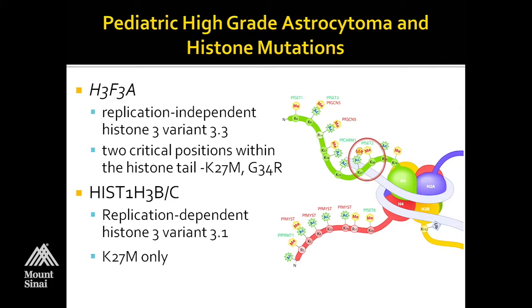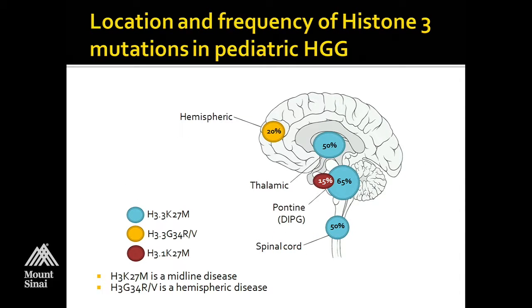Now, not reported in the initial paper, but subsequently reported by Susie Baker's group, was a second histone gene. This is the Hist1 H3B or C, and this, in fact, encodes for a different histone. This is a replication-dependent histone 3 variant 3.1, and this is only found with the K27M mutation. And these are largely found only in the brainstem, whereas these mutations are found throughout the midline or the hemispheres.